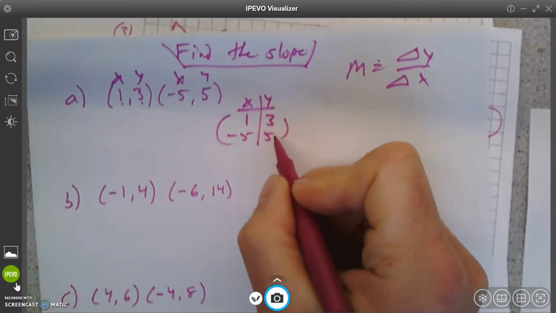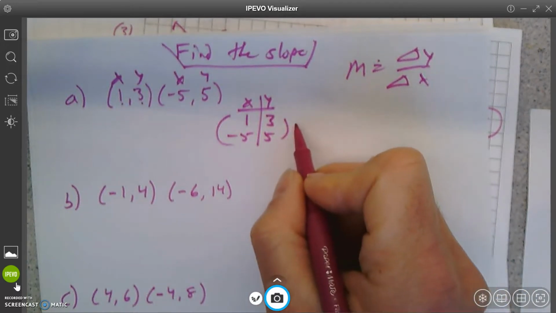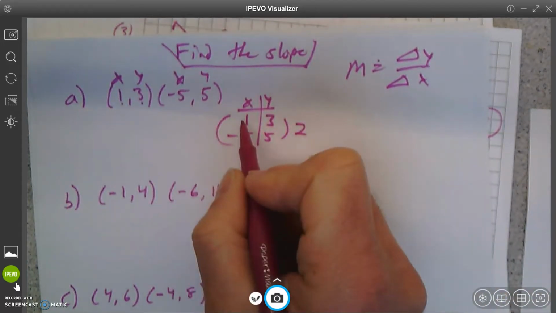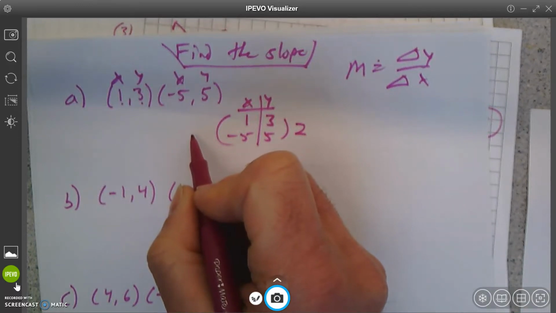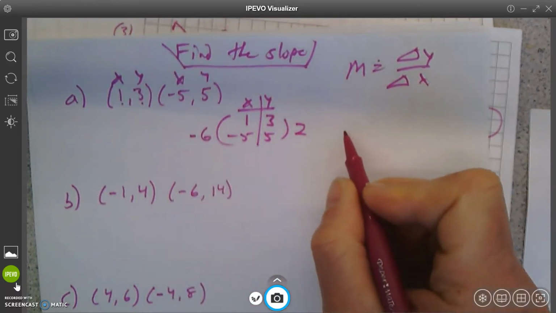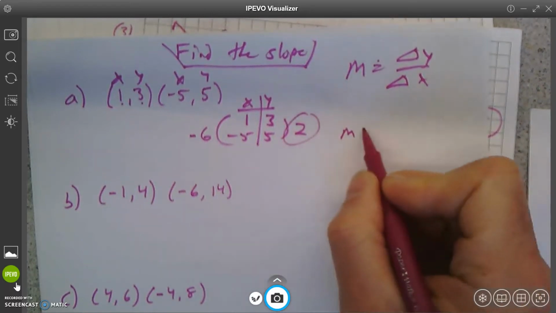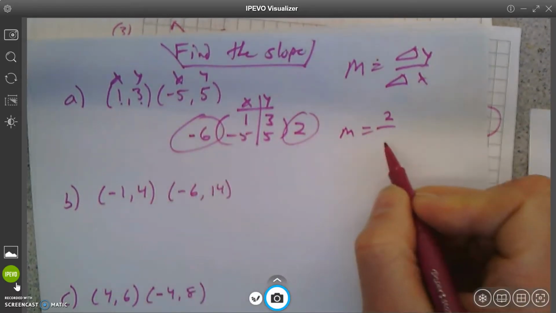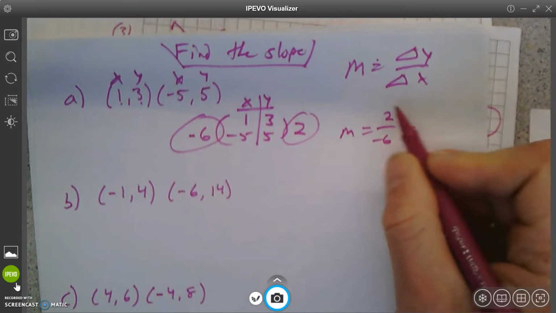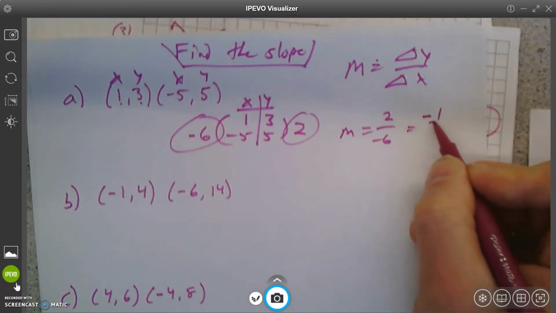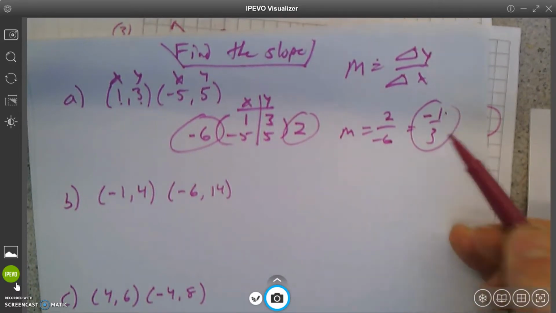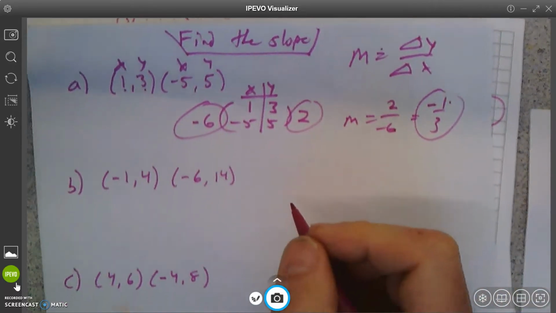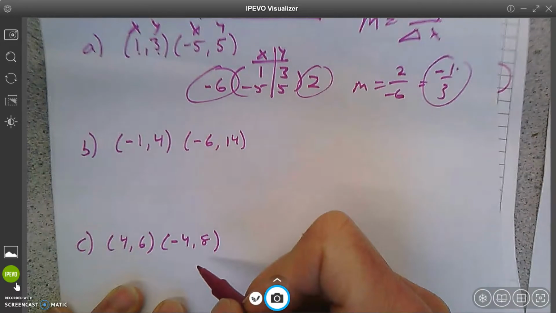All right, change in y, 3 to 5 is up 2. 1 to -5 is, use your number line if you have to, -6. So the slope is change in y over change in x. Oh, I need to simplify, cut them in half. That's -1/3. It doesn't matter where the negative is, because a positive divided by a negative is the same as a negative divided by a positive. Got it. All right, try B and C.